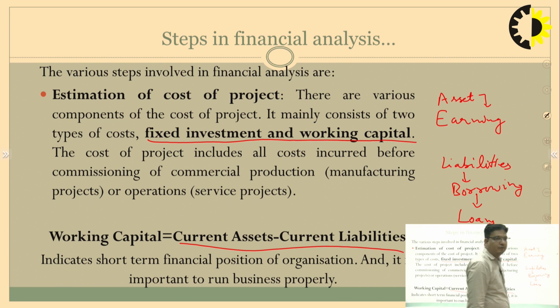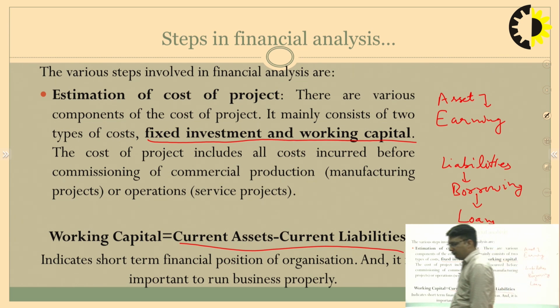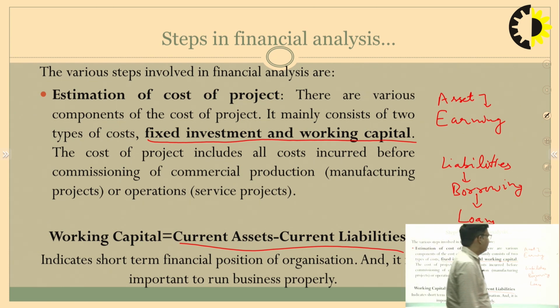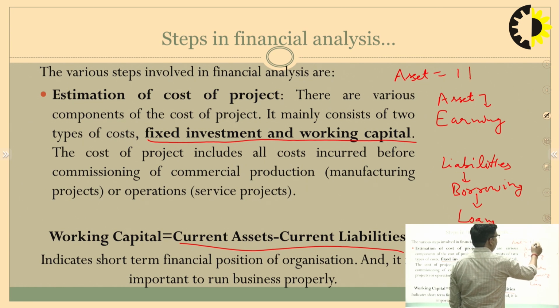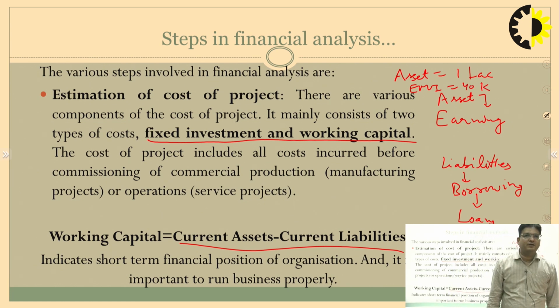So, suppose I have a salary of 1 lakh and 40,000 I have to pay for the EMI every month. Then what shall be my asset? 1 lakh per month current asset, right? And I have to pay EMI of 40,000. Then in the current month my working capital is 60,000.